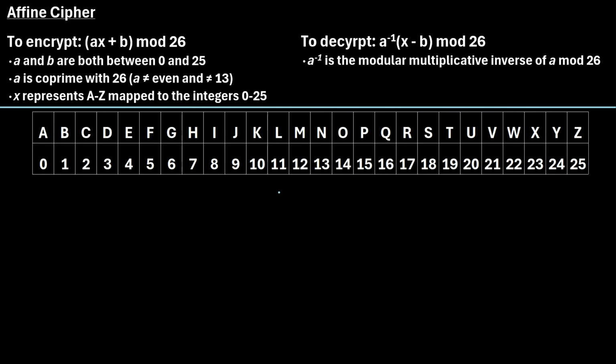So first let's take a look at an example of how to encrypt text using the Affine Cipher. So let's say we have the plain text math, and we want to encrypt this text using the Affine Cipher. The first step is we need to convert each of the letters, so M, A, T, H, to their corresponding integers. So for example, M we can see corresponds to 12, so let's write 12. A corresponds to 0. T corresponds to 19, and H corresponds to 7.